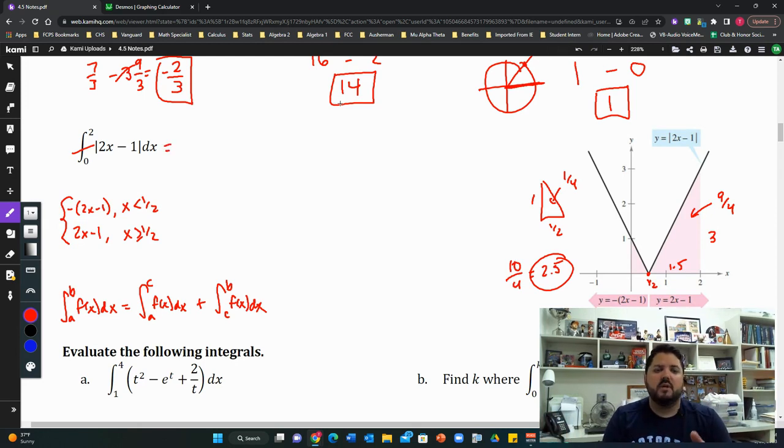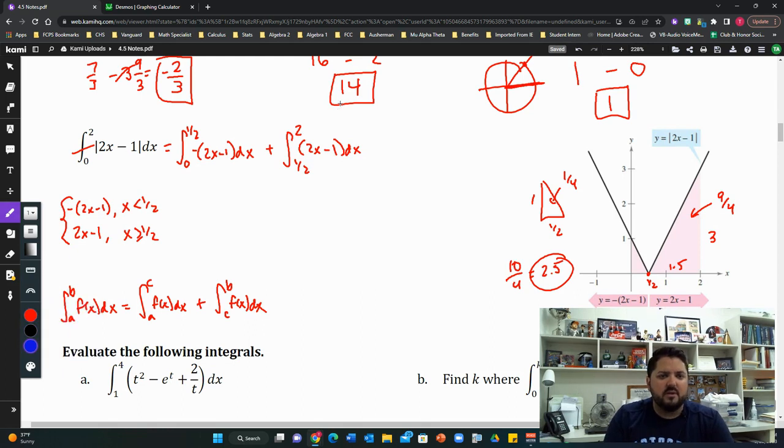But this is slightly different because now when we break it apart, the function inside is going to change. We're going to use each appropriate piece for that integral, and then we can actually do the fundamental theorem from both. So this would become the integral from 0 to 1/2 of the opposite of 2x minus 1 dx, plus the integral from 1/2 to 2 of the original 2x minus 1 dx. So now this just becomes two fundamental theorem problems.